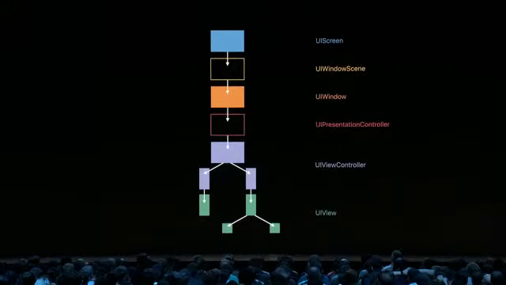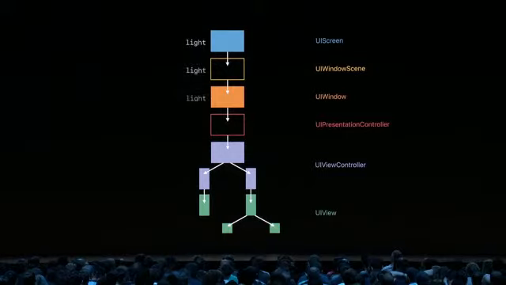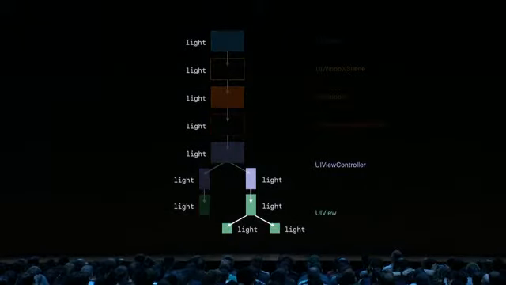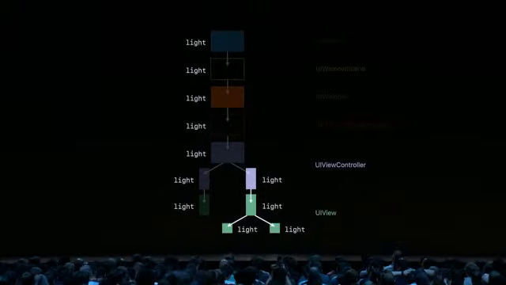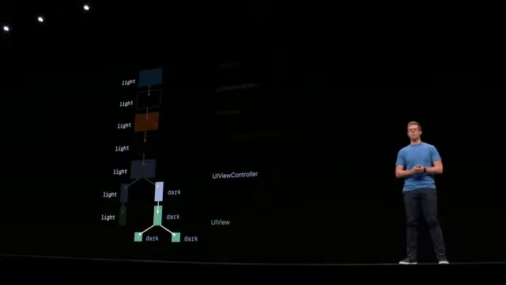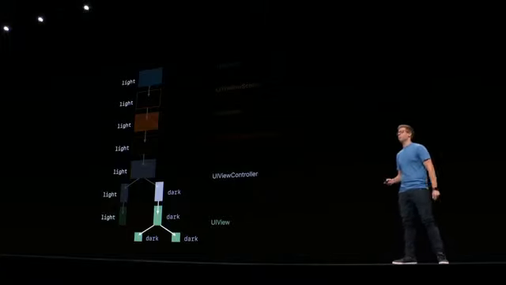So if this diagram represents our app, normally with the system in light mode, everything will have the light user interface style, just like you see here. But if we just want, let's say, that one view controller on the bottom right and everything inside of it to be dark, we can do that by overriding the user interface style trait with dark, and now everything inside that view controller will be dark, even though the rest of our app and even the system is running in light mode. So how do you actually do this override?